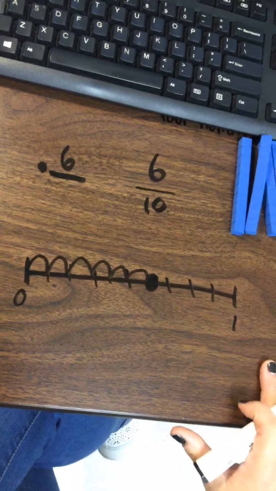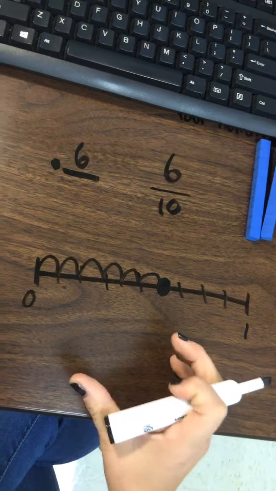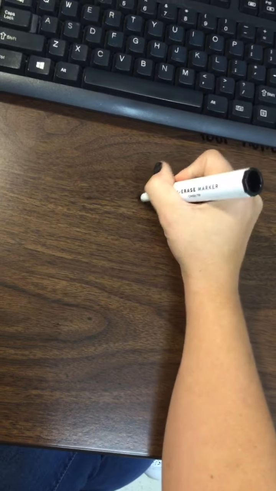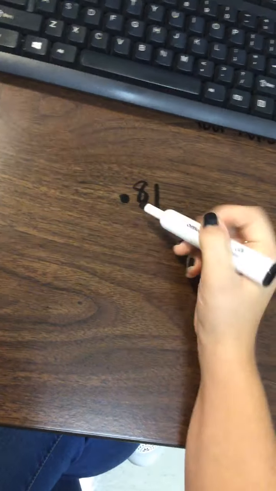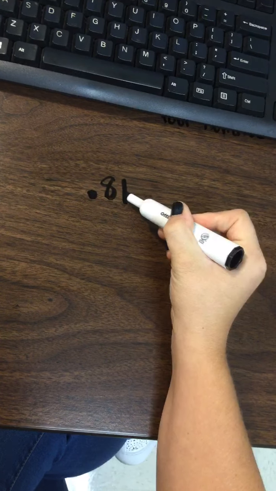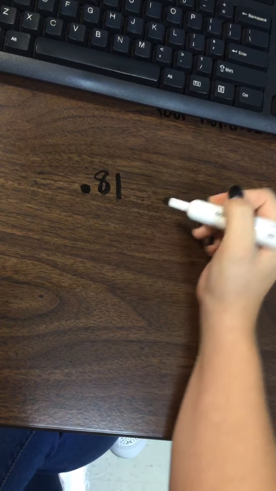Now, if you are dealing with hundredths, then that means you will have 100 spaces to count through. A lot of times if you are dealing with hundredths, it will be a zoomed in version. So I'll show you one with hundredths. So let's say we have 81 hundredths. So here's my decimal. Decimal 81 is 81 hundredths.